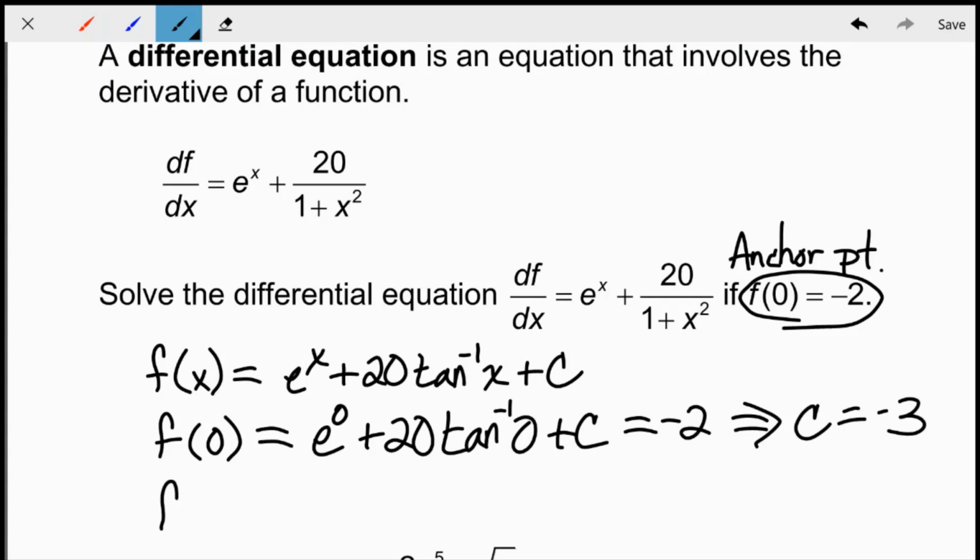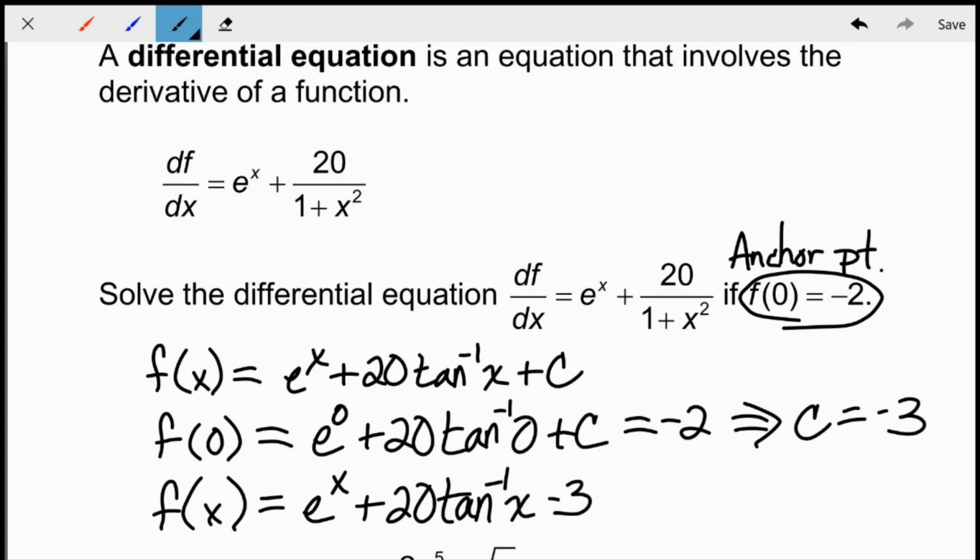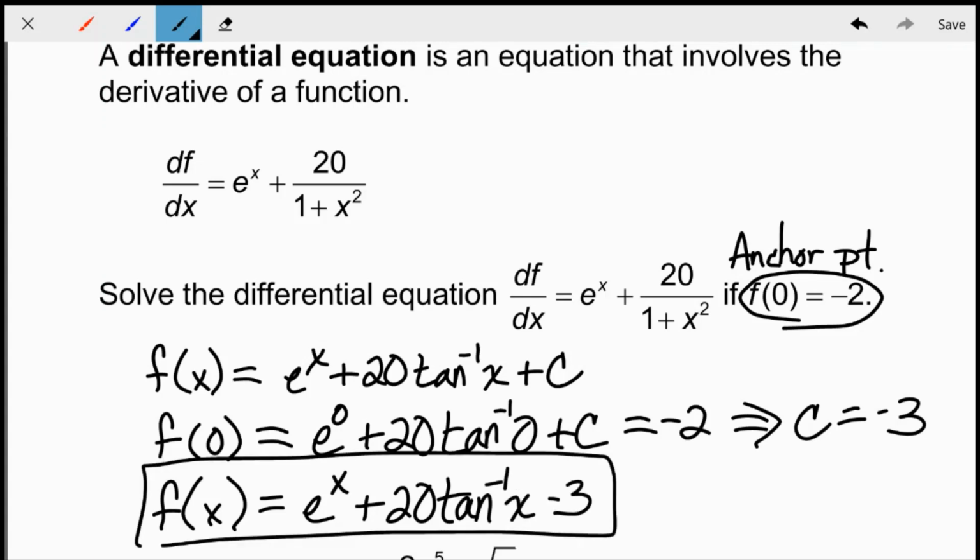Okay, so in the end, I've got my solution as e to the x plus 20 inverse tangent of x minus 3. And that would be the solution I would want to give since we were given that anchor point. When you work these kind of problems, and we have a unit on differential equations in the second semester, this is referred to as the general solution.